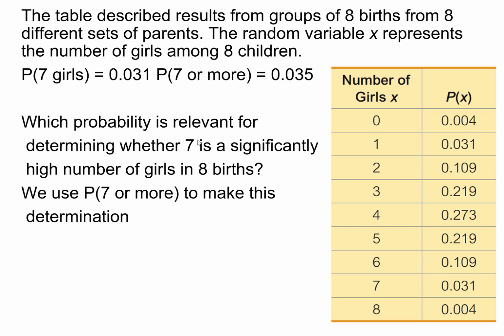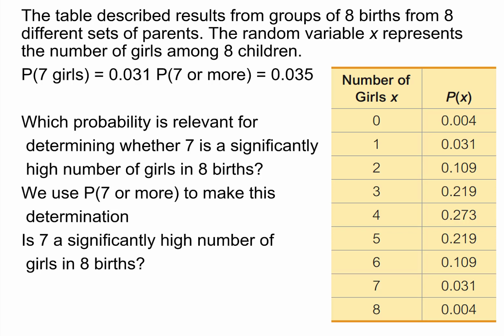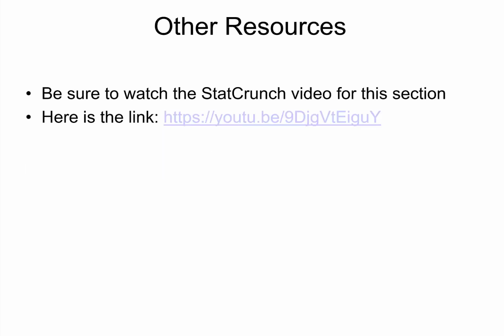Which probability is relevant for determining whether 7 is a significantly high number of girls in 8 births? To do that, we're actually going to use the probability of 7 or more to make this determination. Remember, our cut point was 0.05. So is 7 a significantly high number of girls in 8 births? Yes, it is, because the probability is less than 0.05.